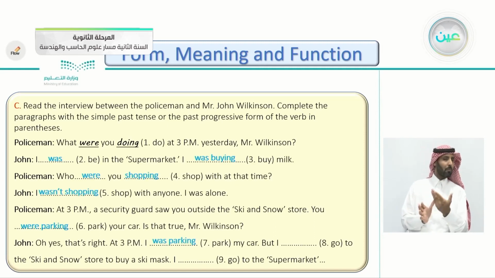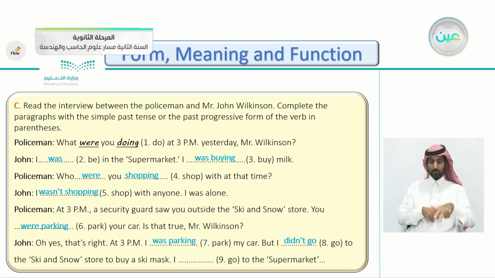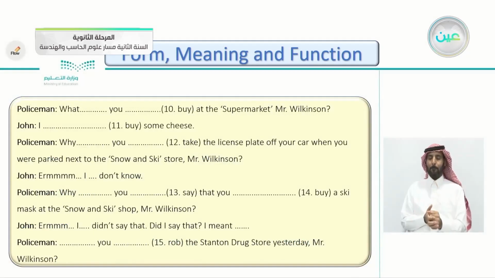But I went to the ski and snow store to buy a ski mask. Very good. I didn't go to the ski and snow store to buy a ski mask. I went to the supermarket. Yes, this is very obvious. I went to the supermarket. The policeman said, what did you buy at the supermarket, Mr. Wilkinson? He said, I was buying some cheese.